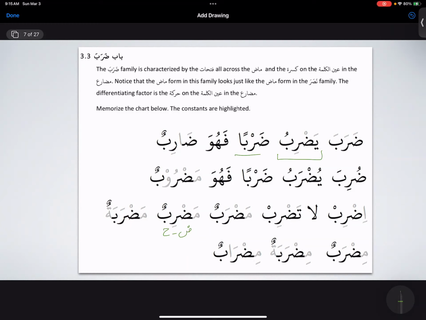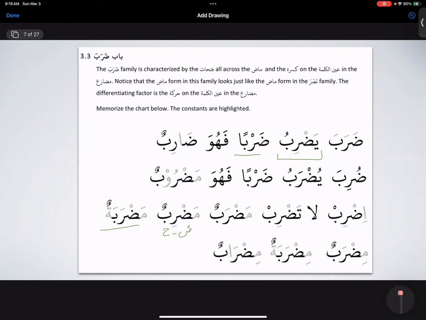And madrabatun, maftuhul ayn. The rest are all maftuh. Madrubun is madmum, madmumul ayn. Yes, exactly. Very good.